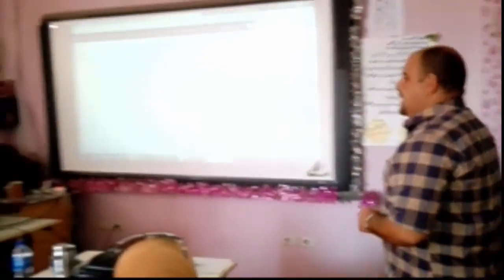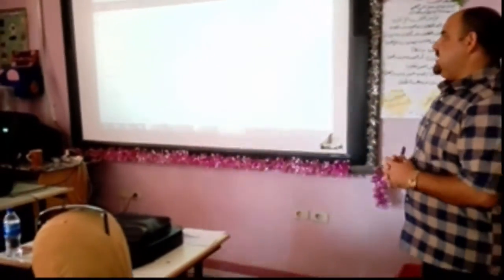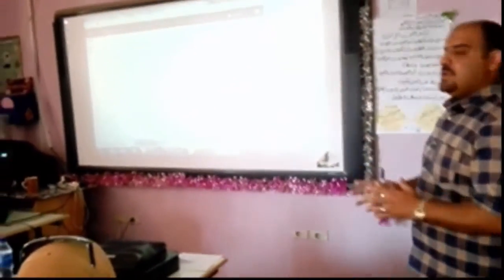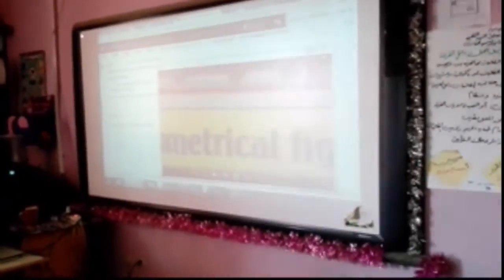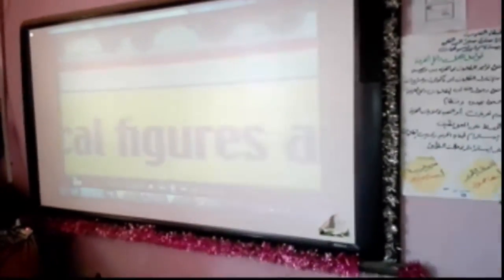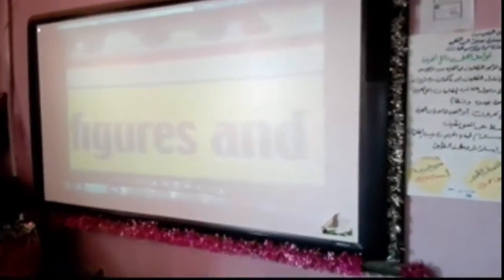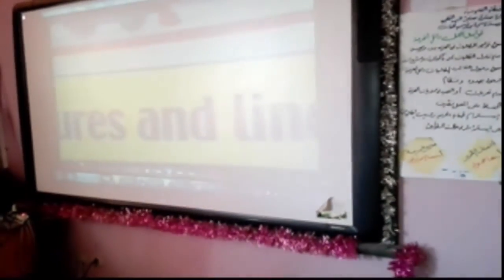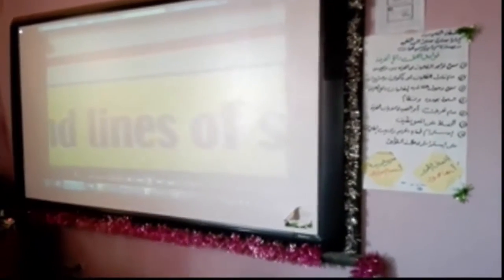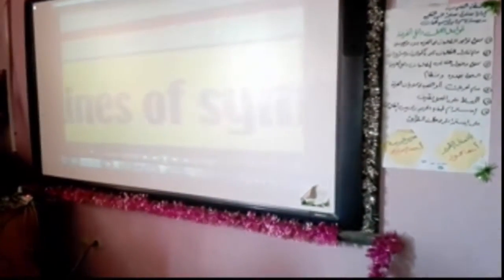We can talk about the shapes and how many symmetrical lines they have in our studies. Lines of symmetry. We say that a figure has a line of symmetry if it can be folded into two congruent parts that match exactly.